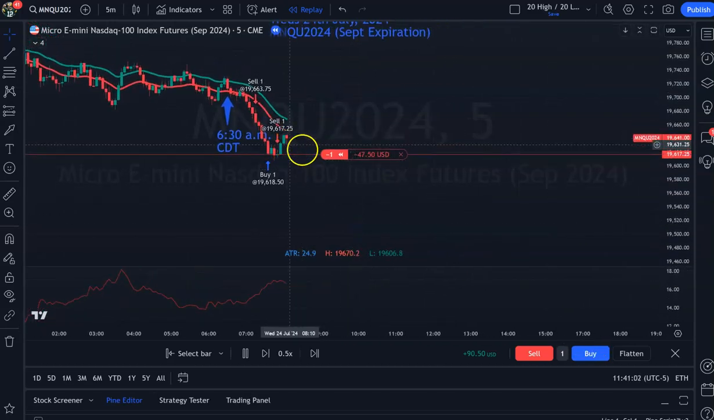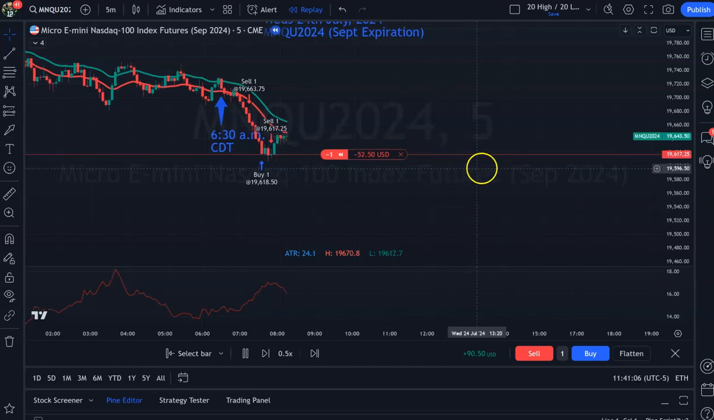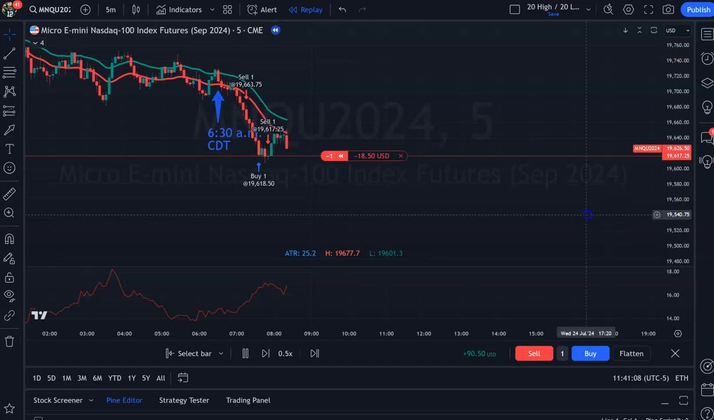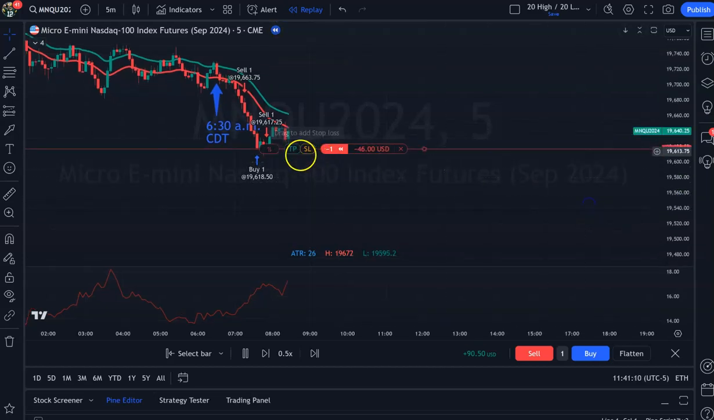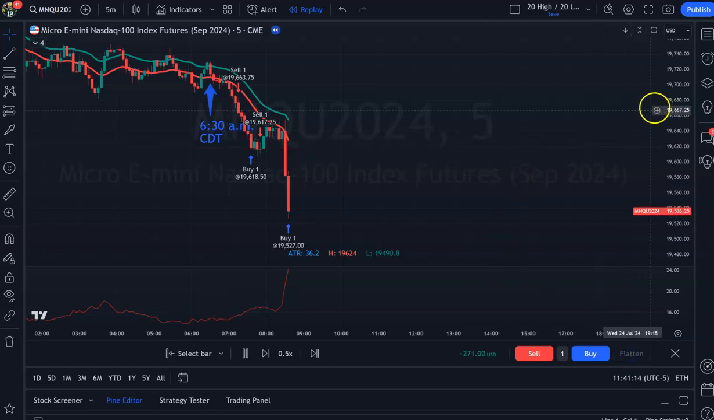Okay. It is reversing on us. I'm not going to do anything quite yet. This replay doesn't allow me to put a stop loss on. So you see we're coming back, and there's a big, so I'm going to flatten there. Oh, that was a big push down.